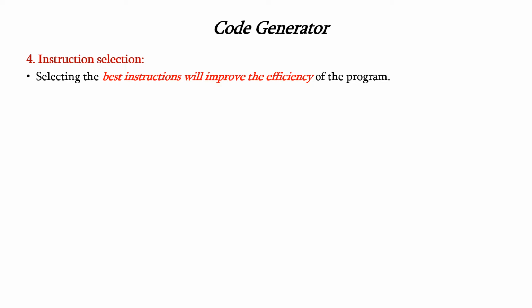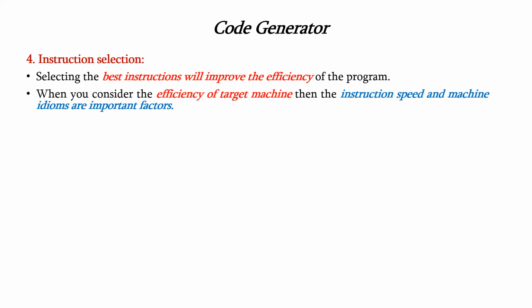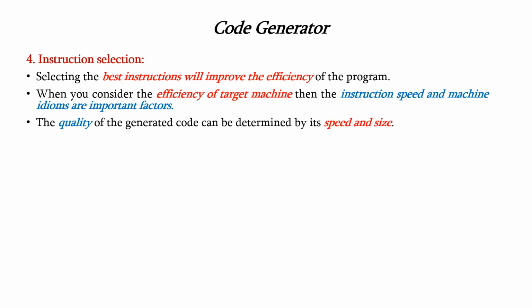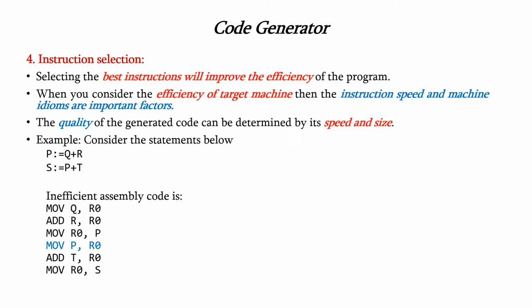Selecting the best instructions will improve the efficiency of the program. When you consider the efficiency of the target machine, then the instruction speed and machine idioms are important factors. The quality of the generated code can be determined by its speed and size. Consider the statements given below as an example: p = q + r and s = p + t. So this is the inefficient assembly code for these statements. We are moving the value of q to register R0 and adding it with r, and the result is stored in R0, and the result is finally stored in p according to statement number 1.